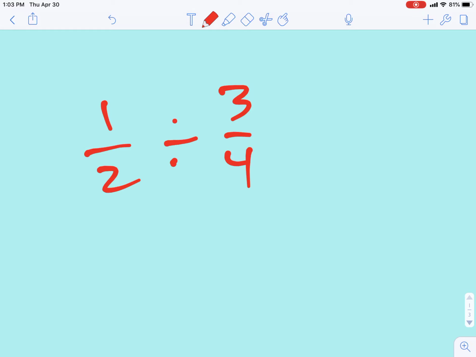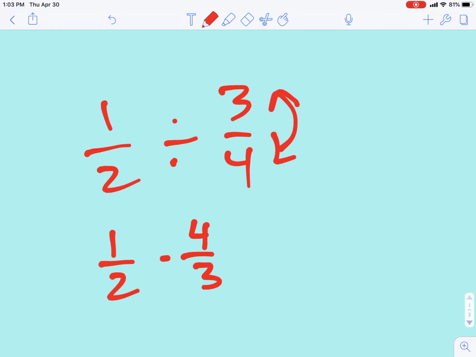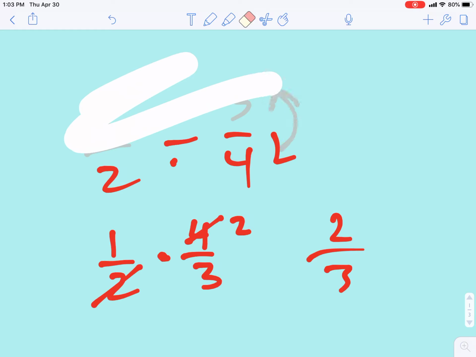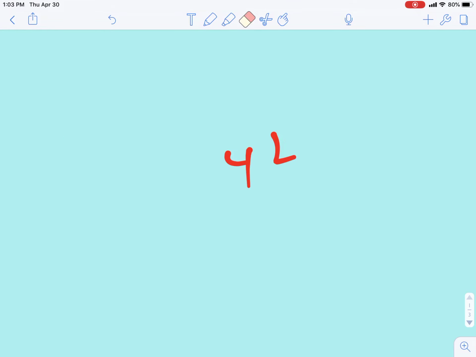Dividing. If I was going to divide 1/2 by 3/4, does anyone remember how to do it? Keep, change, flip, multiply by the reciprocal. So you take that second fraction and you flip it around, and then we can multiply straight across. Or, because we have multiplication, we can cancel out common factors, a factor of 2 out of 4, and then multiply across and you get 2/3.